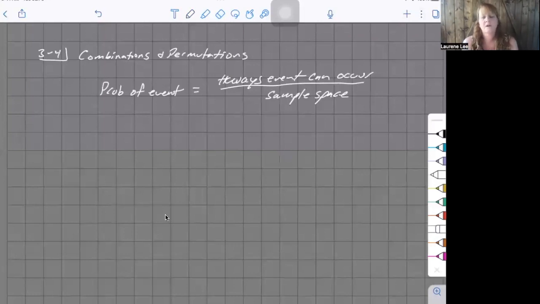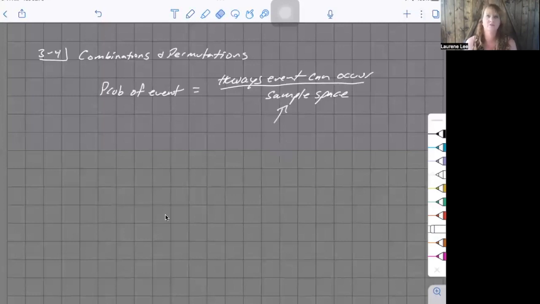Now, for the most part, up until now, the way that we've counted this sample space is by simply counting. For example, we've talked about the probability of dealing a certain card, and the way that we get our sample space is we just count how many cards there are. Or rolling a die, we count how many faces on the die, and so on. But sometimes finding your sample space is not that simple.